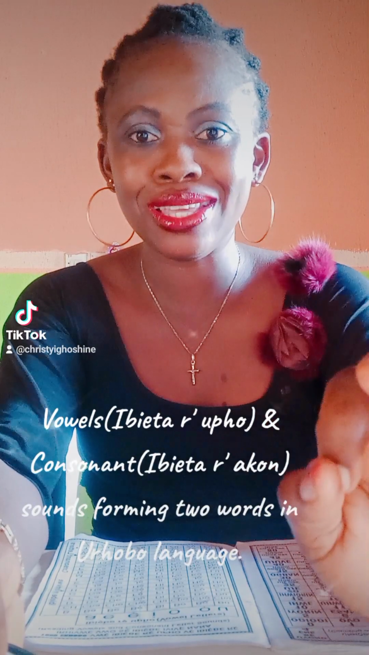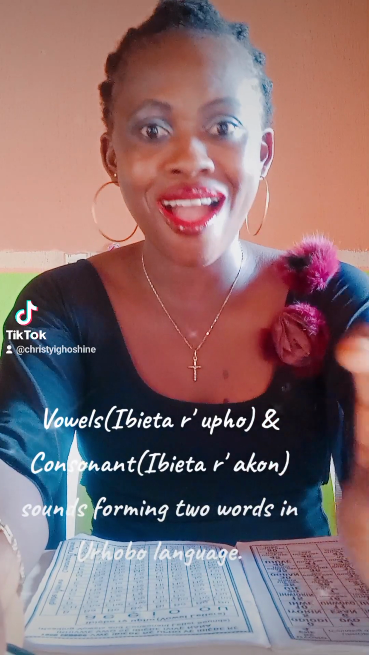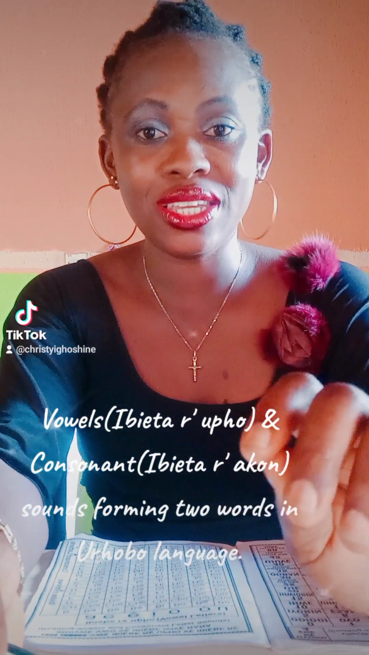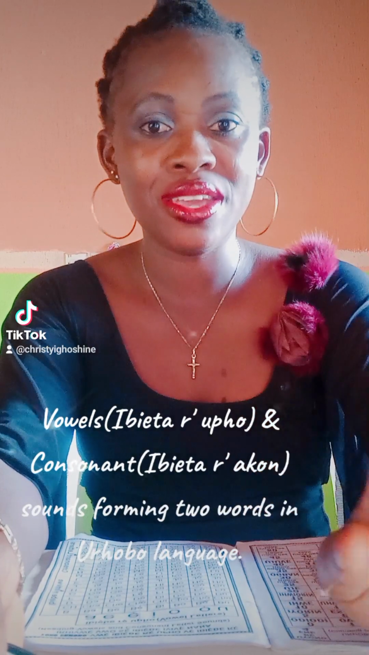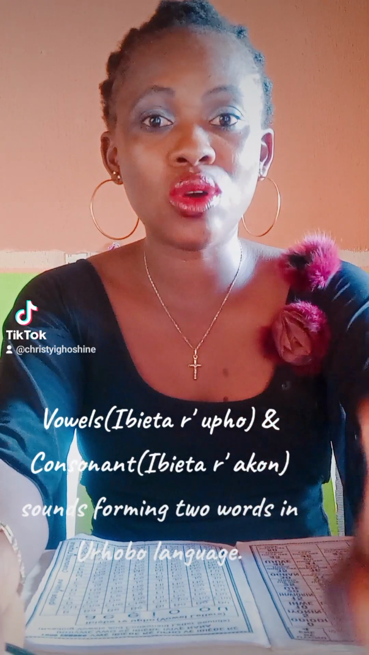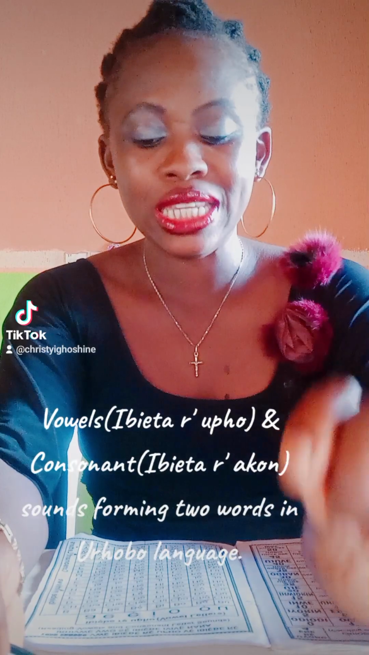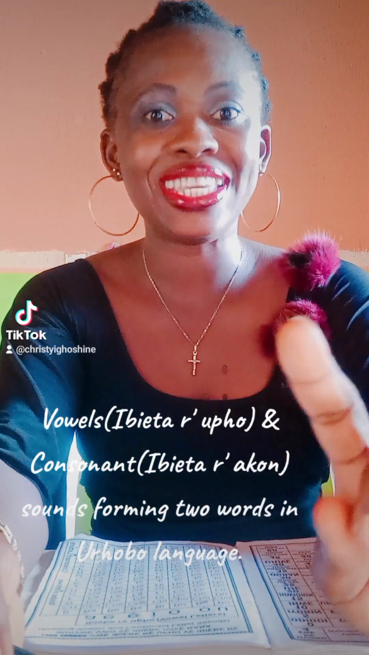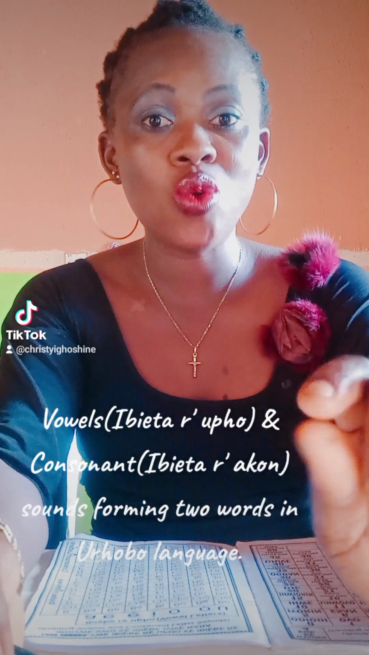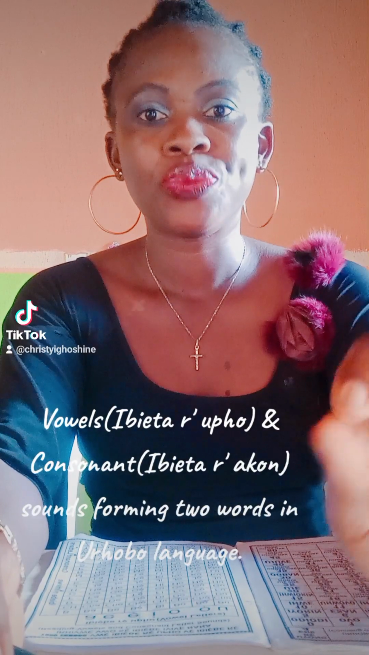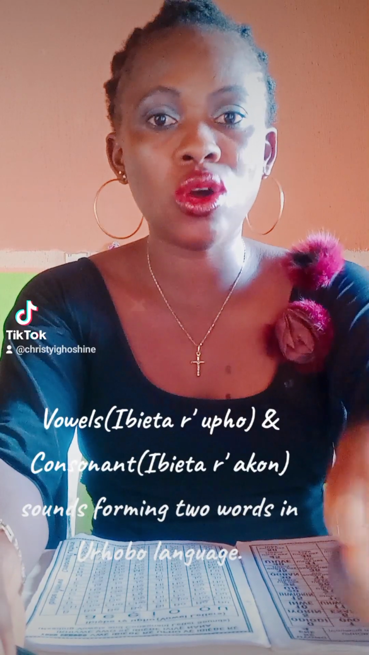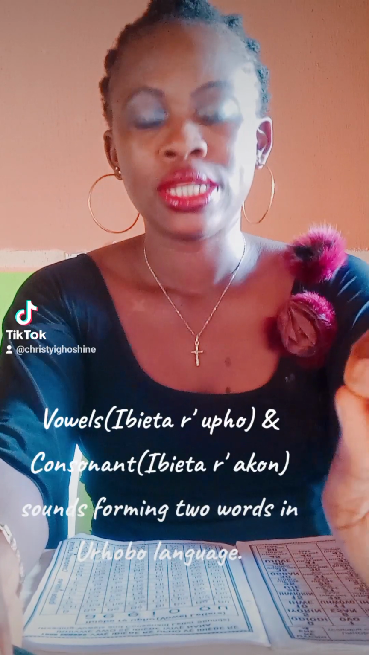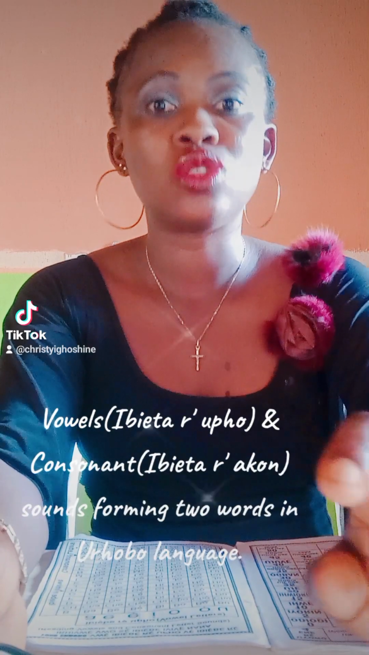The letter A sound as A. Then the letter E without dot sound as A. Then the letter E with dot sound as E. The letter I sound as E. The letter O without dot sound as O. The letter O with dot sound as O. Letter U sound as U.